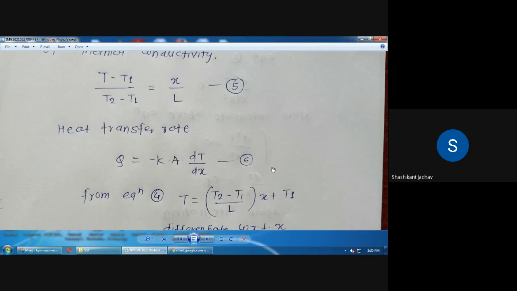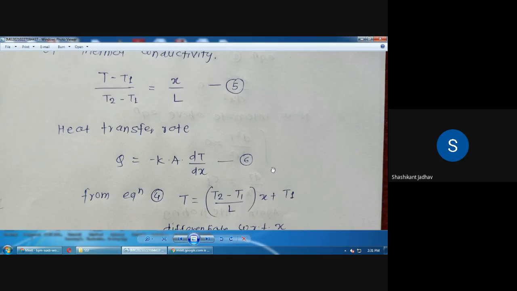Do the calculation by yourself and tell me what is the final equation for the Q. Understood? What is equation 4? T is equal to T2 minus T1 divided by L into X plus T1. So we have to take the derivative of this equation, and whatever value we get, that is the dt by dx, and put that value of dt by dx into equation number 6. Then we get the value of q.